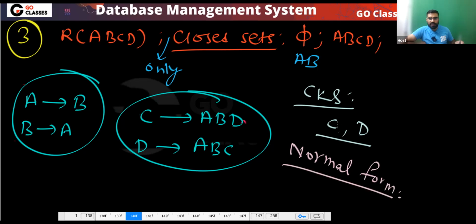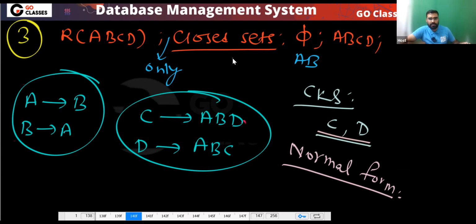Definitely in 2NF, right? Because every candidate key is a simple attribute. Every candidate key is a simple key. So a proper subset of a candidate key is not possible. So violation of 2NF is not possible.